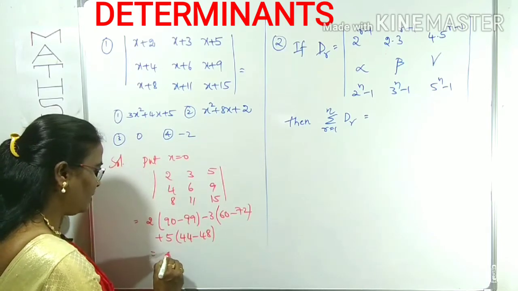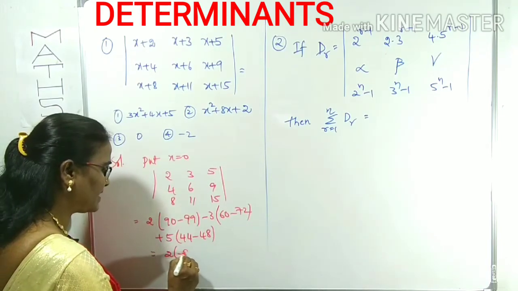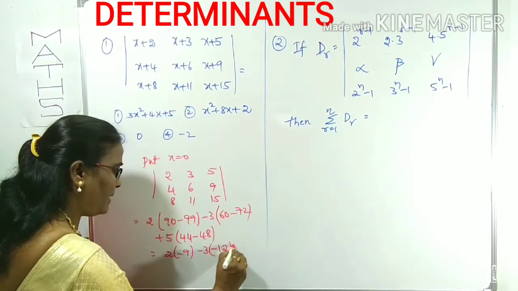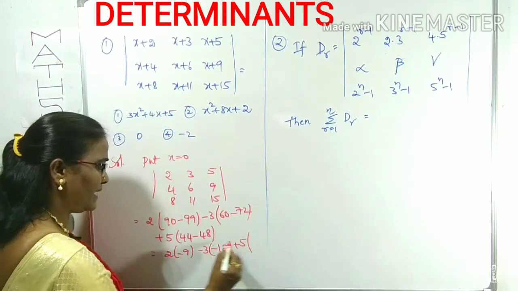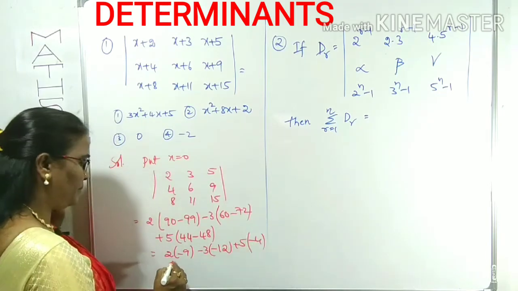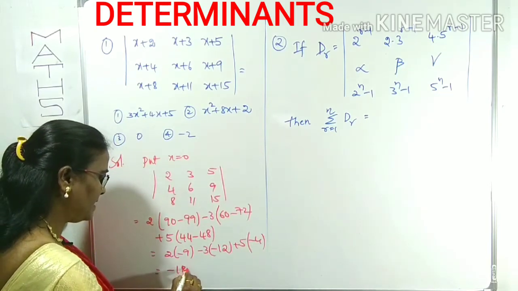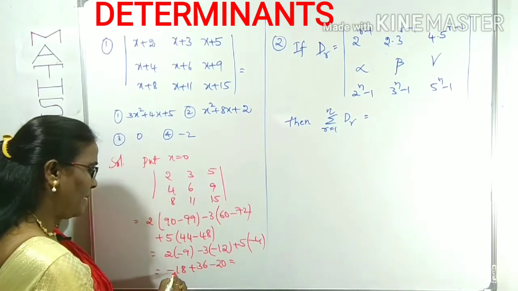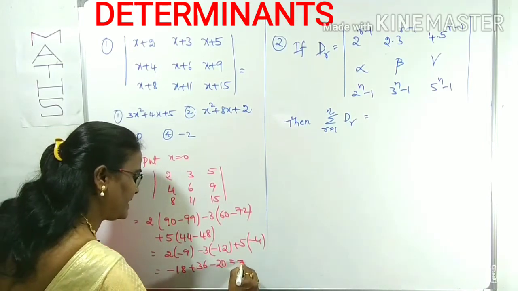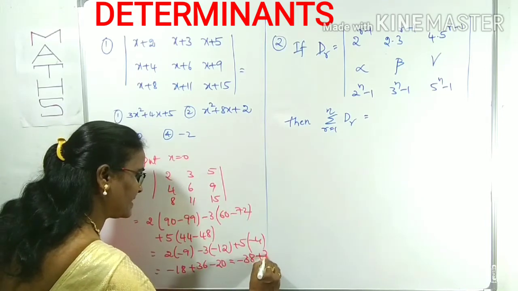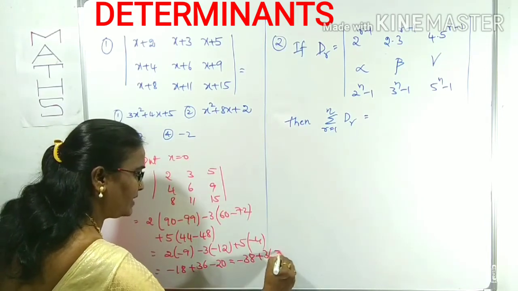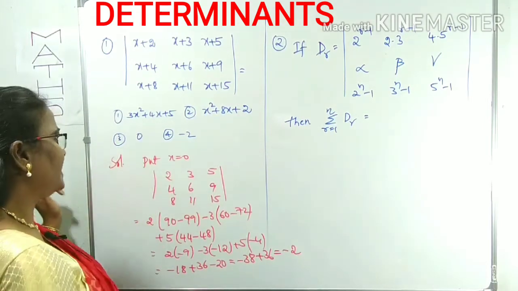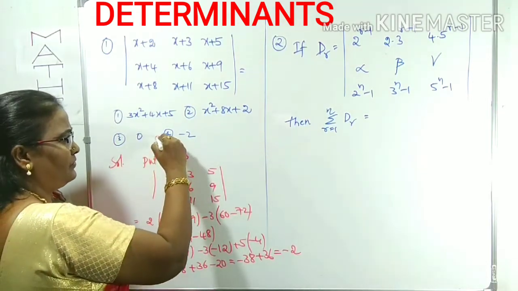So what is the resultant value? 2 times of minus 9, minus 3 times of minus 12, plus 5 times of minus 4. So simply this is minus 18 plus 36 minus 20. Minus 18 minus 20 is minus 38, with plus 36. What is the resultant value here? Minus 2. According to the options, where is minus 2? It is clearly the fourth option.